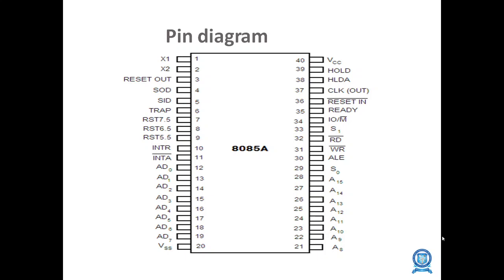The 39th pin is hold. The 38th pin is hold acknowledge. The 37th pin is clock out. 36 is reset in. 35 is ready. 34 is IO/M. 33 is S1. 32 is read. 31 is write. The 30th pin is ALE, and the 29th pin is S0. From 21 to 28 we have address pins A8 to A15. So this is the pin diagram for the 8085 microprocessor.